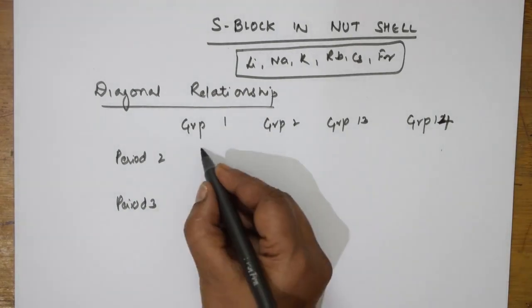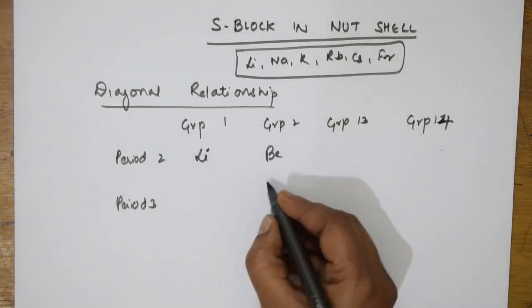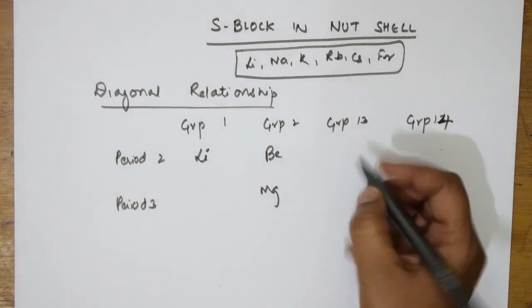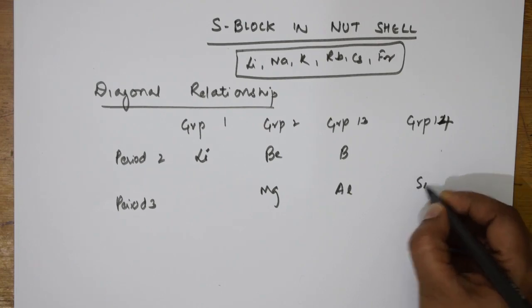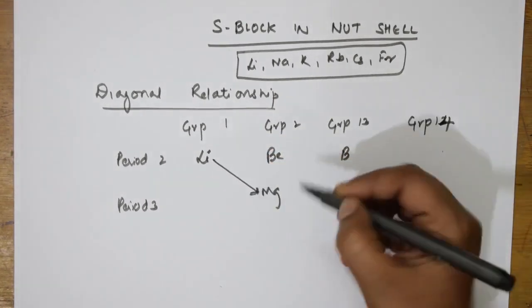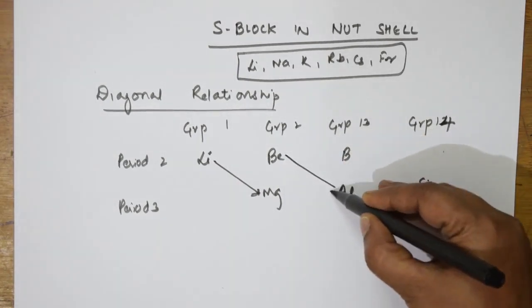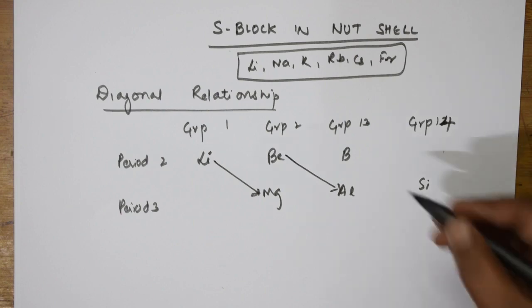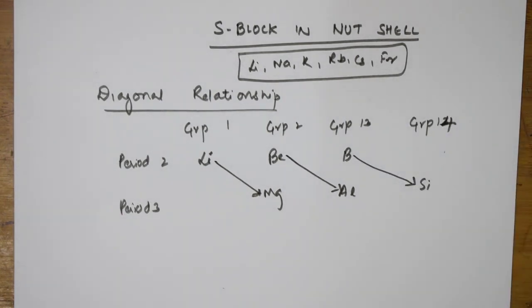Now in group 1, lithium element, right? In group 2, beryllium and magnesium elements. In group 13, boron and aluminium elements. Group 14 is silicon. Now lithium is going to show a diagonal relationship with magnesium in its properties. Beryllium is going to show diagonal relationship with aluminium in its properties. Boron is going to show the diagonal relationship with silicon in its properties.